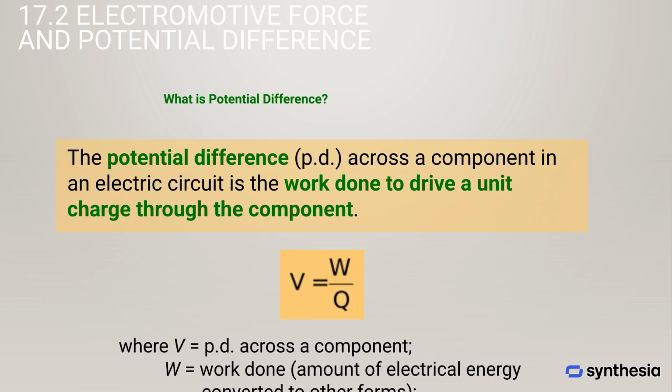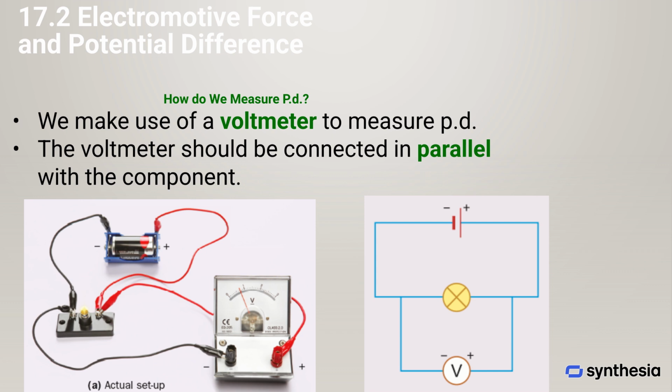The potential difference, PD, between 2 points in an electric circuit is defined as the amount of electrical energy converted to other forms of energy when one unit of charge passes between the 2 points. Highlight to students that while the ammeter, the instrument used to measure current, is connected to the circuit in series, the voltmeter is connected in parallel to the component.